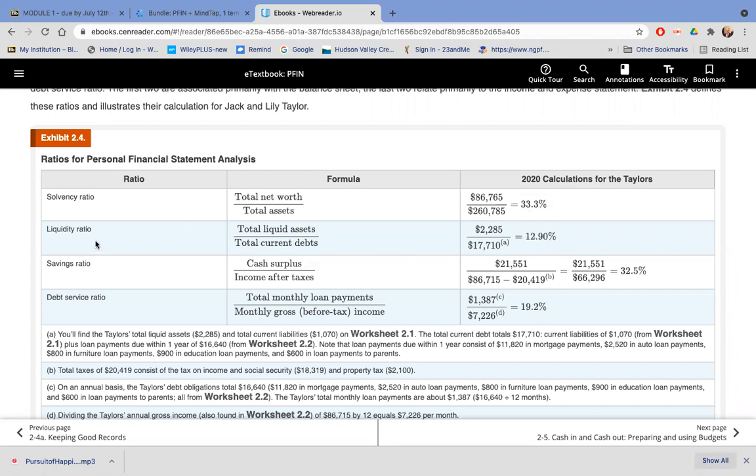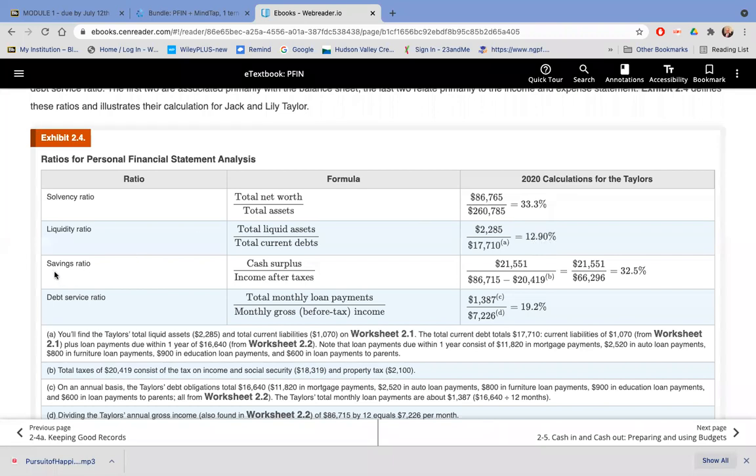Very, very good. Now, the liquidity ratio looks at their ability to grab cash to pay their debts. Okay. So we look at two things again from the personal balance sheet. We look at those total liquid assets and we compare that to the total current liabilities, or current debts, that they have to see how much cash they have to cover their total debts right now. And so here they had over $2,200 of liquid assets compared to $17,000 in current debts this year. So their liquidity ratio is only 12.9%.